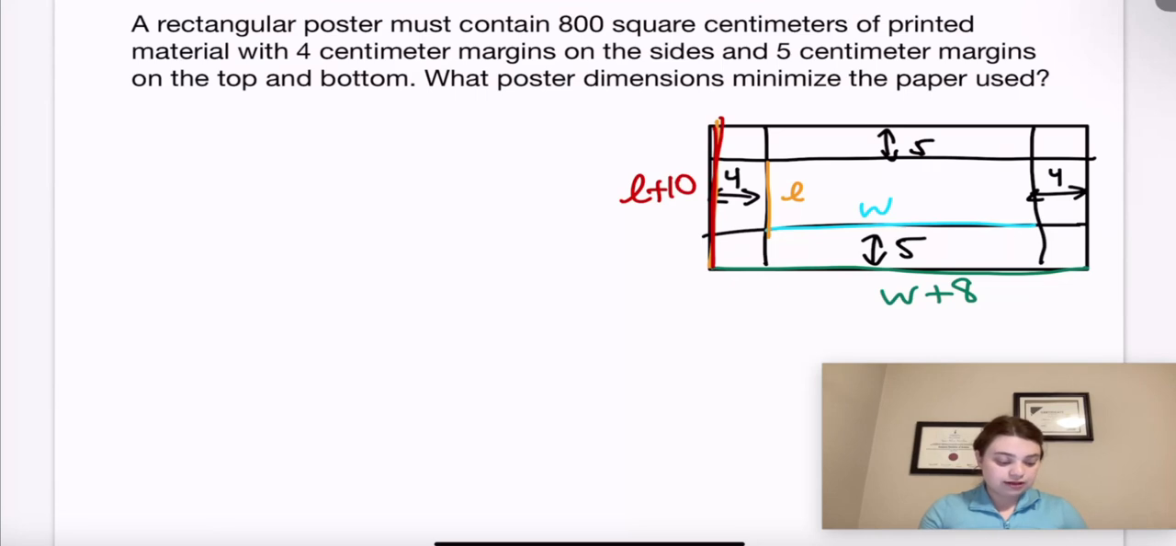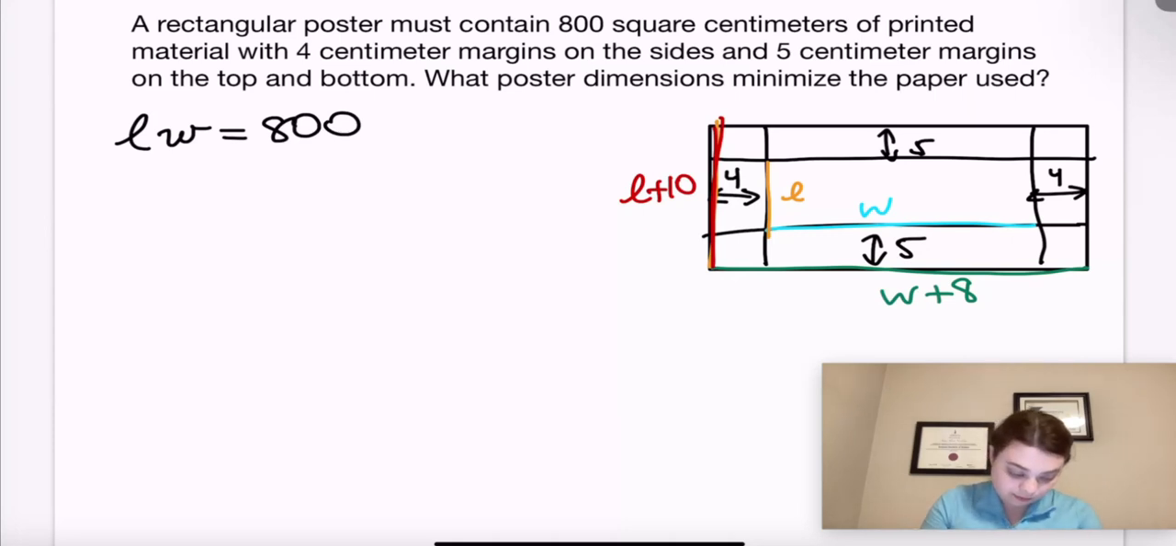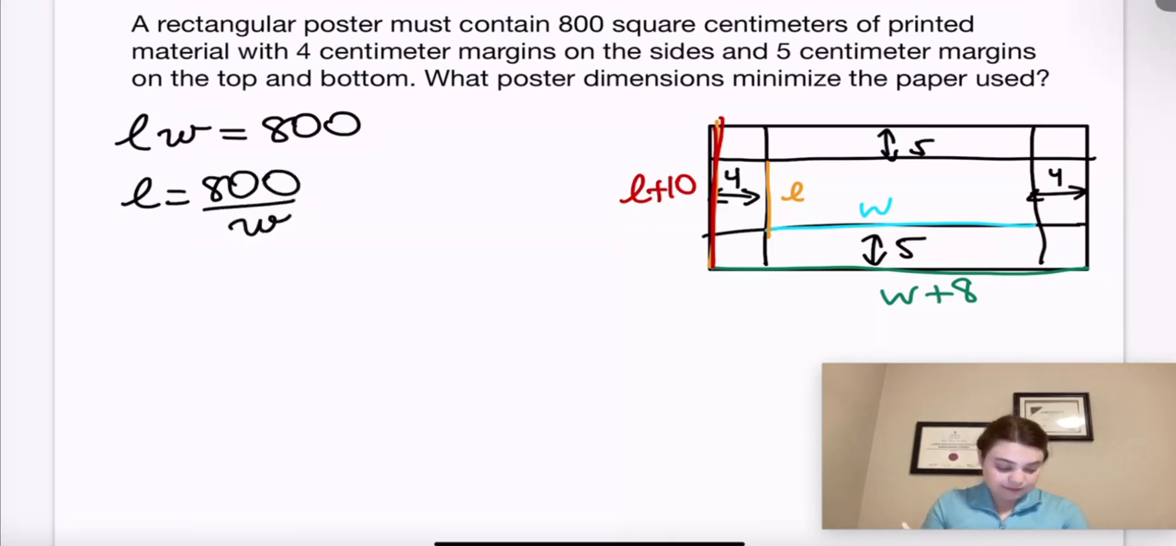And so what are our constraints? We know that the length times width must be equal to 800. And so therefore, the length is equal to 800 over the width. And now what we need to do is minimize the total area of the poster.